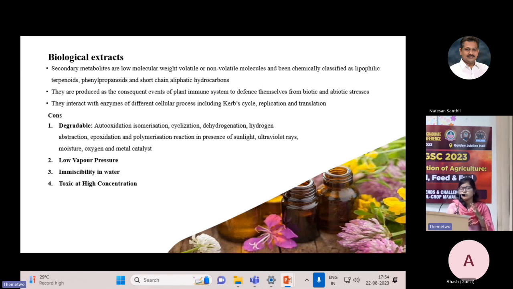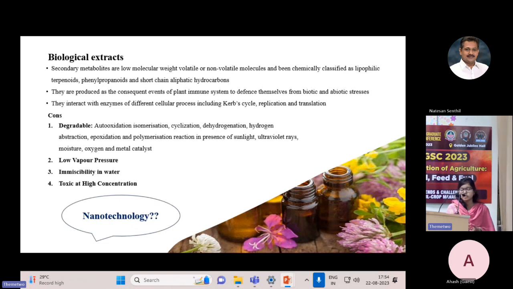They are not much applied in the agricultural field because of a few disadvantages, which include immiscibility in water due to their high hydrophobicity, toxicity at very high concentration, and easy degradation in the open environment, which includes auto-oxidation, cyclization, and volatilization due to low vapor pressure. Can these disadvantages be overcome through nanotechnology?